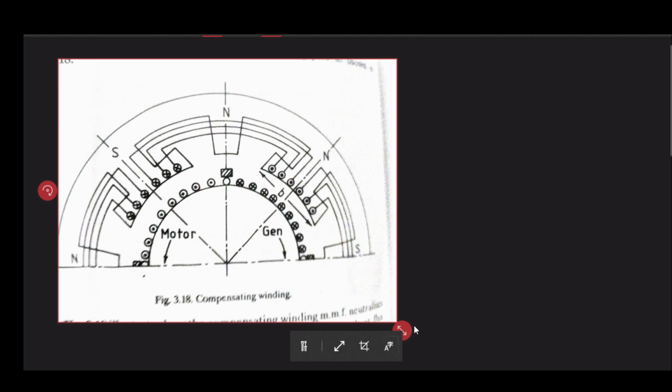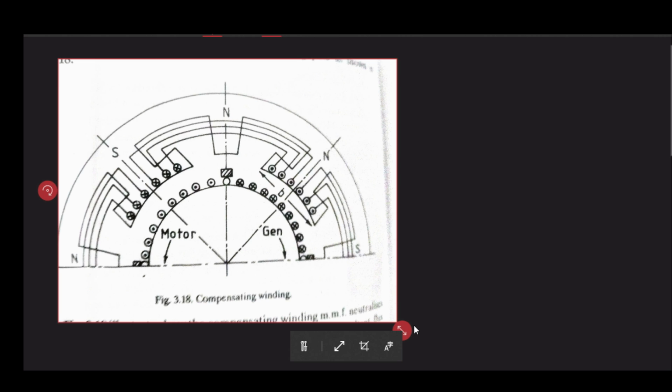So how can we place the compensating winding? The best way, because this kind of distorted flux is realized when we are under our main poles. So the best possible solution to this problem is to place the compensating winding exactly here in this pole shoe region, right?